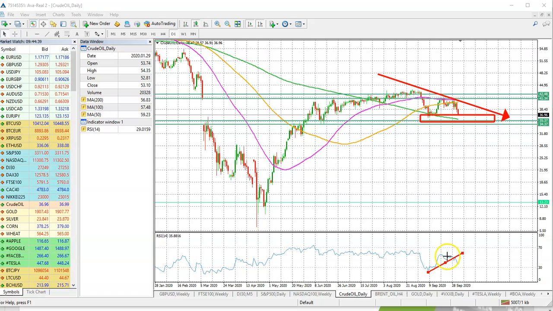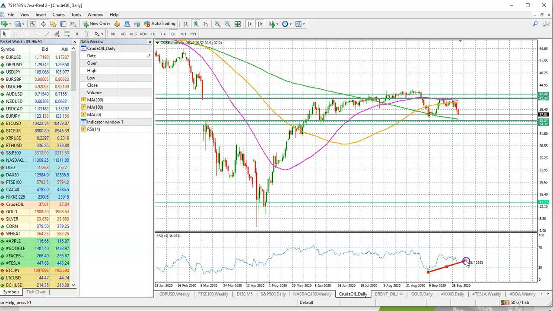Certainly RSI has reversed its direction. It has broken its upward trend line, as you can see from here. So what we want to see is the RSI staying at least above the new adjusted trend line. But if it breaks below that, then it means that this momentum is going to continue its direction to the downside.